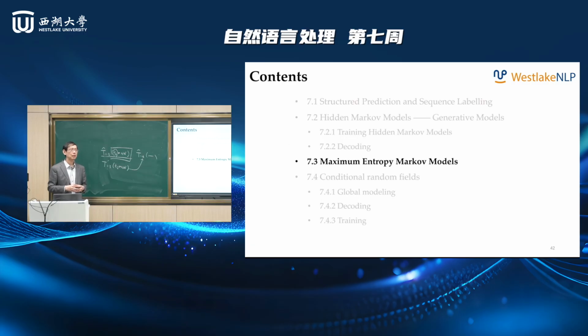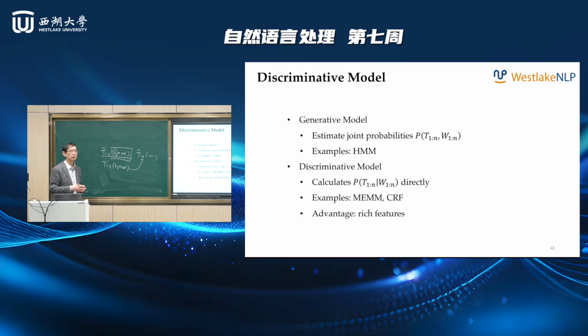Now, let's look at discriminative models. The difference between generative model and discriminative model is that generative model only cares about how to generate the structure. But the discriminative model makes use of a feature representation and a set of parameters to differentiate correct outputs and incorrect outputs.